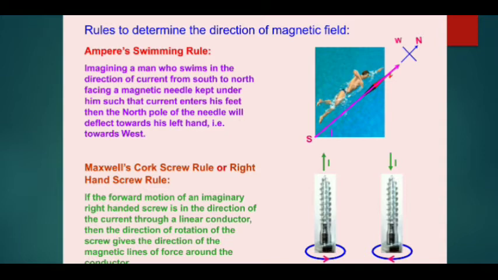Again I'm telling, if the forward motion of an imaginary right-handed screw is in the direction of the current through a linear conductor, then the direction of rotation of the screw gives the direction of the magnetic lines of force around the conductor. This is which one? Maxwell's corkscrew rule. Do you understand? Okay.